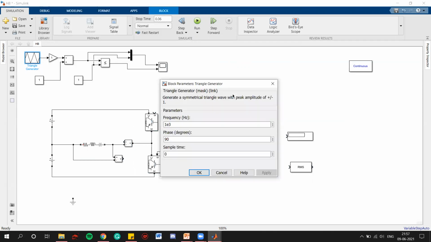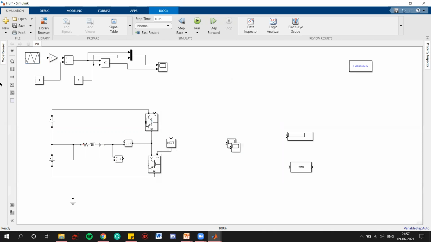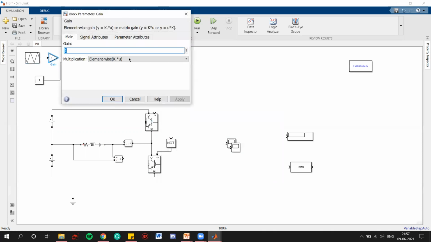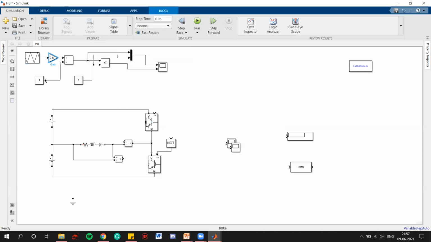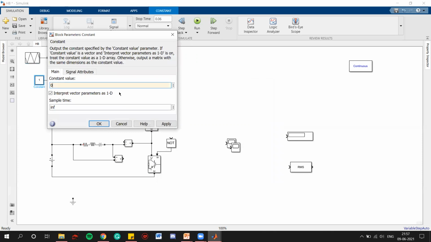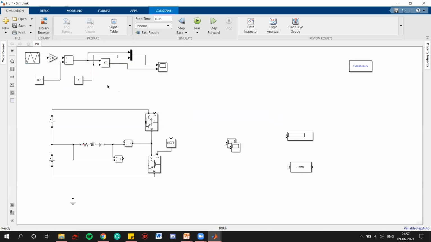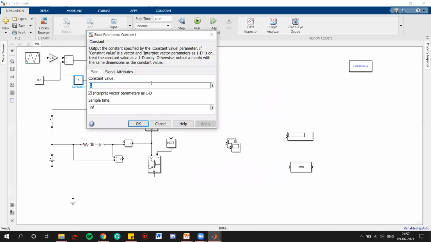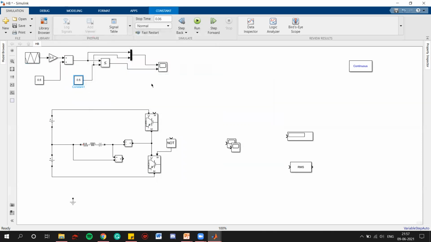On this triangular wave, let's set the frequency to the Indian power frequency, that is 50 Hertz. Phase degree, we will convert it to minus 90 degree. I'll explain you later why we are doing minus 90. Here gain would be 0.5. Constant that we will add would be 0.5 as well. And this constant would be 0.5 as well, to get 50% duty cycle, right? So let's observe these gate pulses.